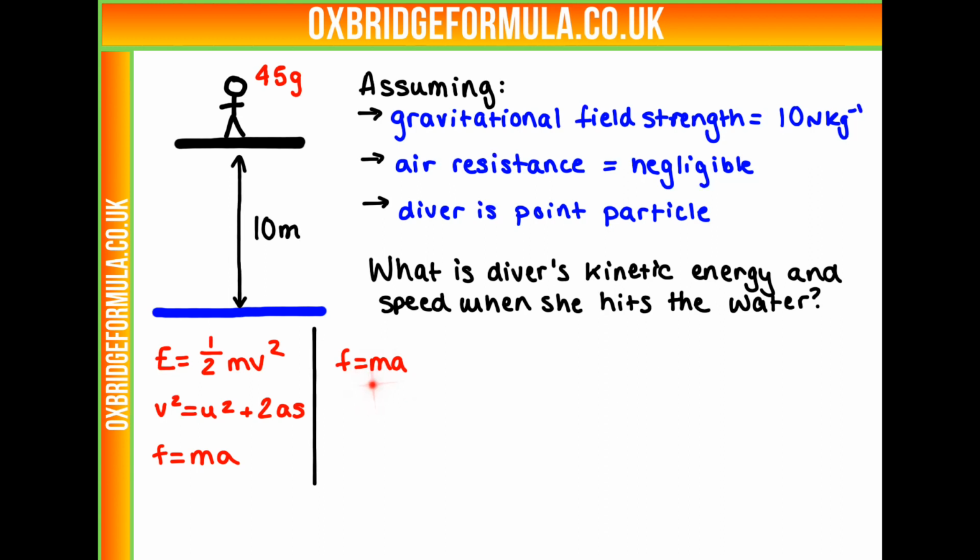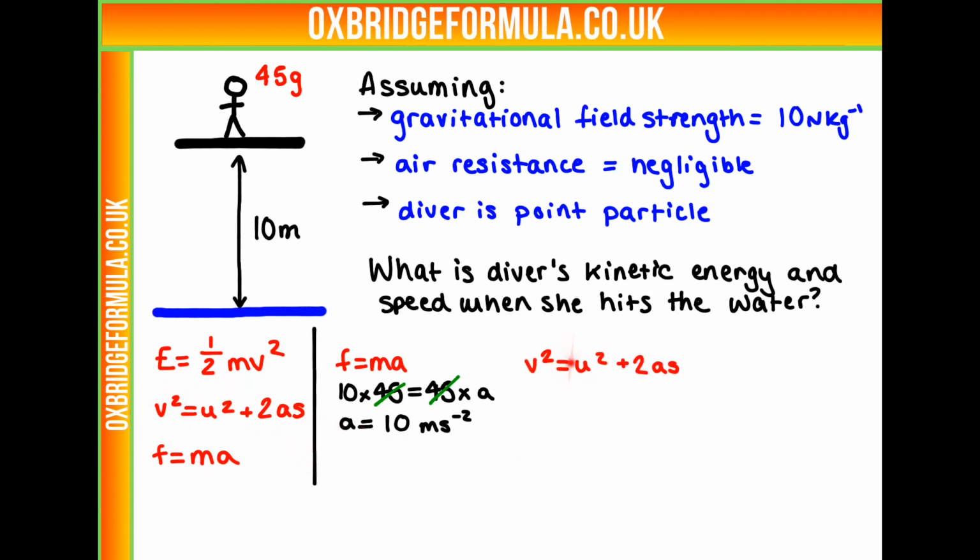So we have force equals mass times acceleration. So we're working out our A here. So what's our force going to be? Well, we know that air resistance is negligible, so the only force we have is our downward force, which is going to be our weight. And that is going to be 10, which is our gravitational field strength, times our mass. So our force is going to be 10 times 45, and that equals our mass, which is 45 again, times our acceleration. So easy enough, we can just cancel out our 45s and find that our acceleration is 10 meters per second squared.